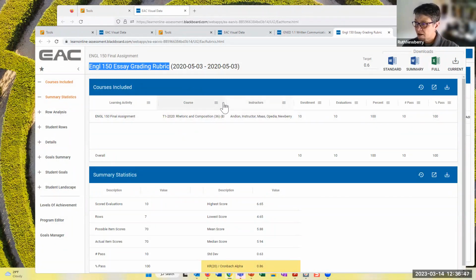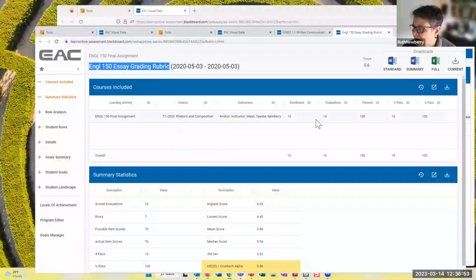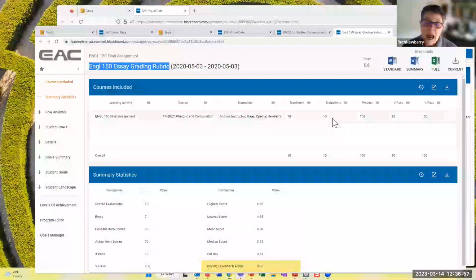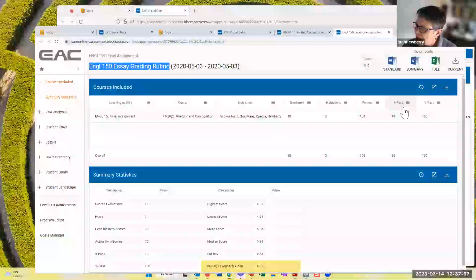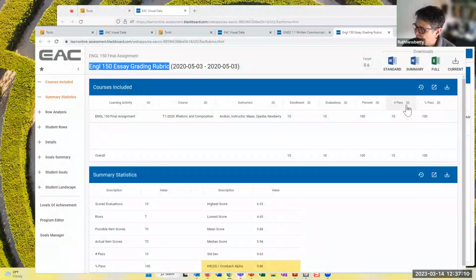Here it is. Here's my section number, and who I'm team teaching with, several faculty. Here's the number of students enrolled in my course and the number of students that I actually evaluated. So I got all of them, they submitted their work, and an evaluation was done. And then we have the number of students passed and a pass percentage. That has to do with a target.